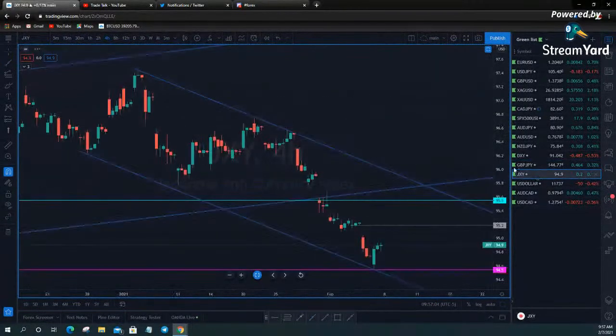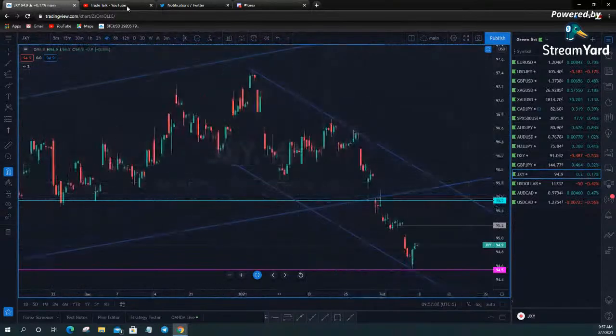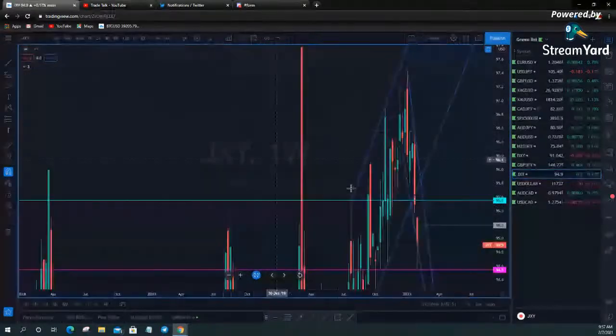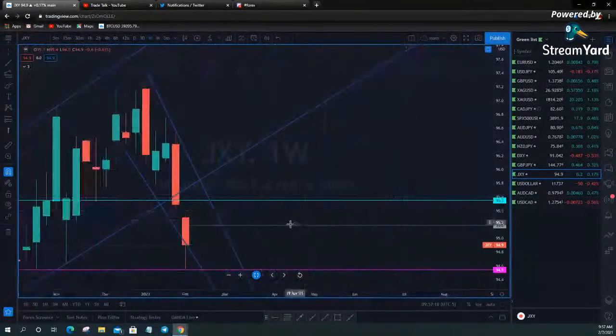The Japanese yen, this is what I want to talk about real quick. All right, just because you may get a pullback in this asset. All right, let's go to a daily.